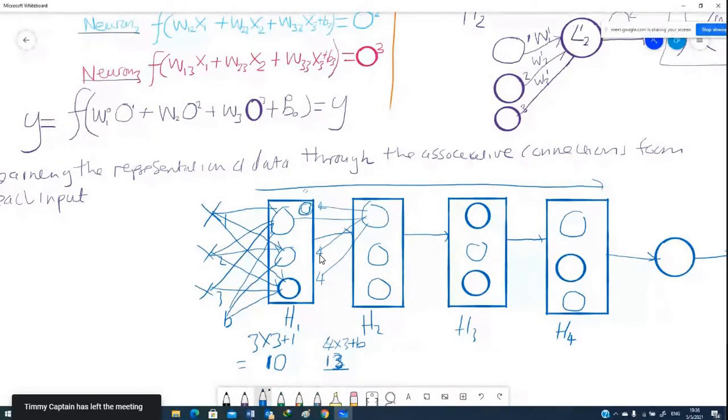Sorry, Doc. I think I missed where the 4 came from. Sorry to take you back. So this is 1, this is 2, this is 3, that's 4. Okay, all right. So you are getting it right.